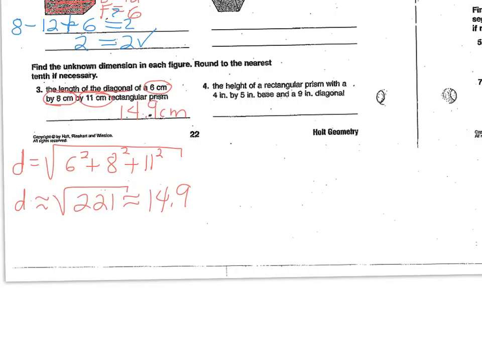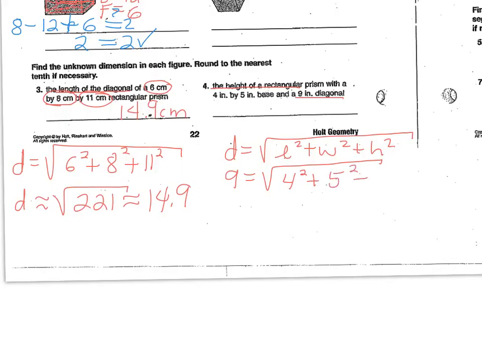Okay. Now for number 4, what if they want me to find the height of the rectangular prism? Well, the formula was diagonal equals the square root of length squared plus width squared plus height squared. So since the diagonal is 9 and the length and the width are given, it's 4 squared plus 5 squared. I need to find the h. So how do I leave the h by itself? What should we do? You square, that is right. Good job. Yes, Leo. So you square both sides to get rid of the square root.